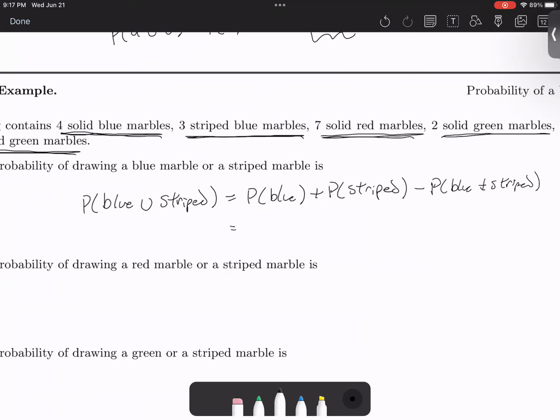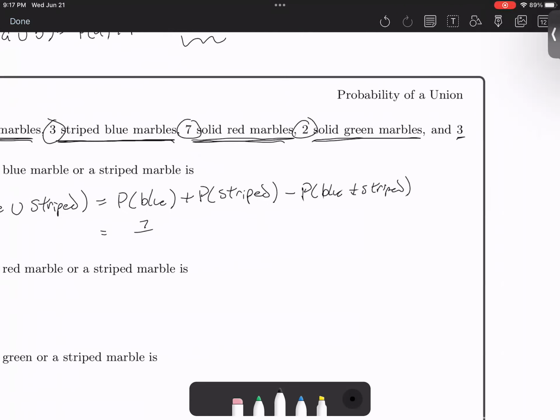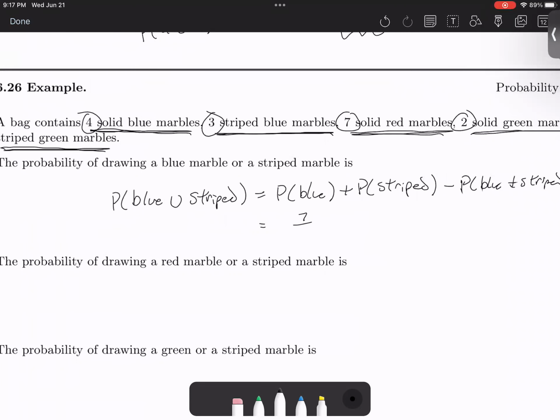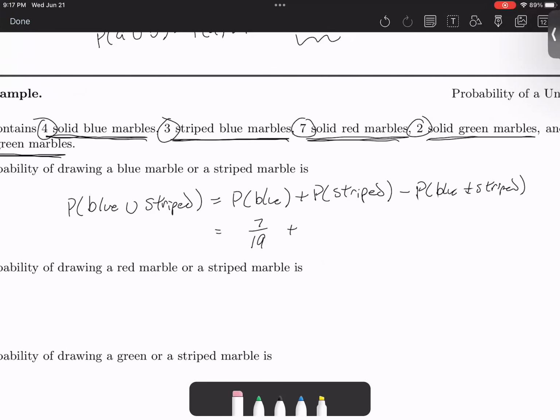So the probability of blue, we have 4 solids and 3 striped blue marbles. So that gives us a total of 7 out of, I don't think we've counted the sum yet. There's 4 solid blues plus 3 puts me at 7, plus 7 puts me at 14. That's 16. And then the final 3 gives us 19. So 7 of the 19 are blue. How many are striped? Let's clear off the board.